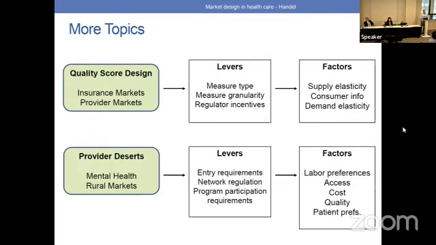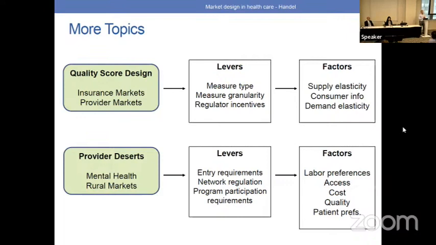And are regulators going to layer incentives on top of the measures themselves that are given to consumers in order to incentivize insurers or providers to change their quality in line with these tools? Factors that these tools impact include supply elasticity. So how are you going to supply quality as an insurer or as a provider relative to these quality scores? How do consumers internalize and interpret these scores in the marketplace? And what are their demand elasticities with respect to these scores?